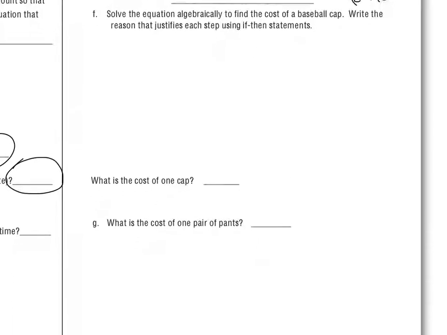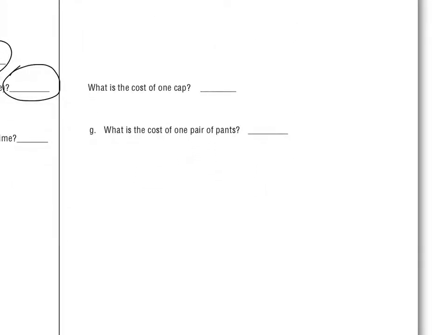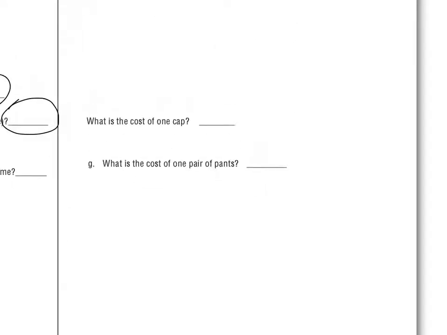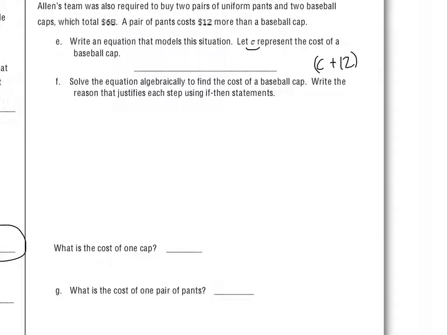You're going to find the cost of the cap. And then once you've found the cost of the cap, you can use this idea that the pants cost $12 more to help you find the cost of the pants.